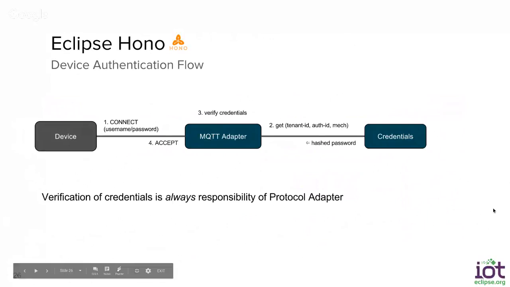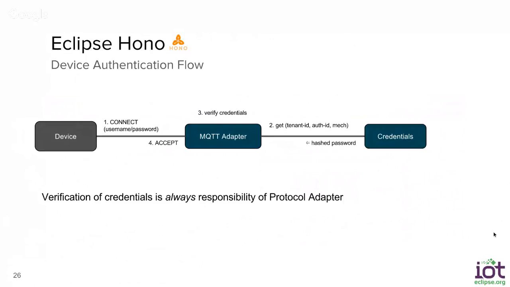So when a device connects, in this case, an MQTT device connects to the MQTT adapter, it sends its connect message with the username and password in it. Then the MQTT adapter extracts the tenant and the authentication ID from the username and sends it to the credential service in order to get the credentials that are registered for it. So in this case, it gets the hashed password credentials for the sensor that is authenticating. It gets back the credentials from the credential service, and then it can use the information in there.